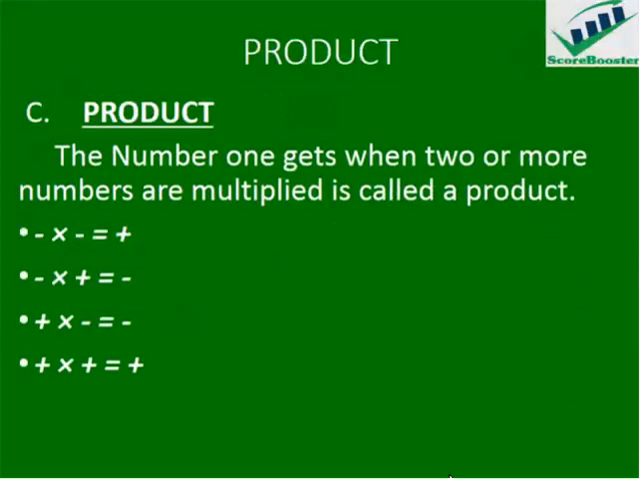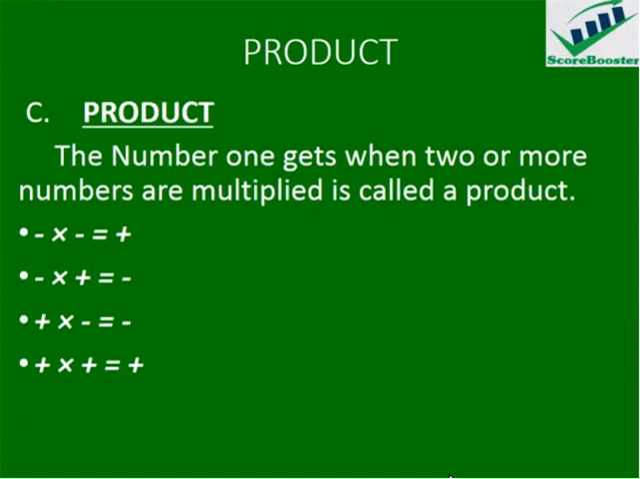So this is the third operation we carry out, which is the product. The first one is sum, which is addition. The second one is differences, which is subtraction, and the third one here is products, which is also multiplication. The number one gets when you multiply two or more numbers together is called a product. That is the result of multiplying two or more numbers together. A times B times C, the result is the product.